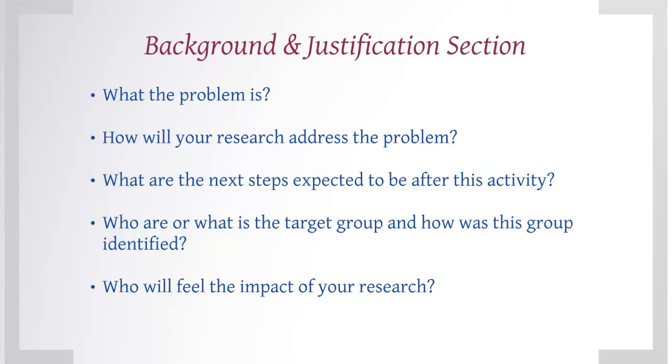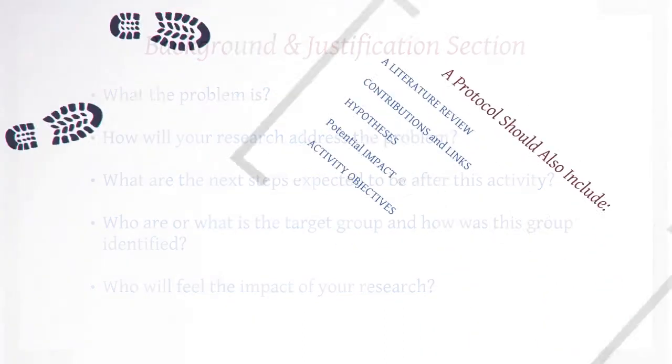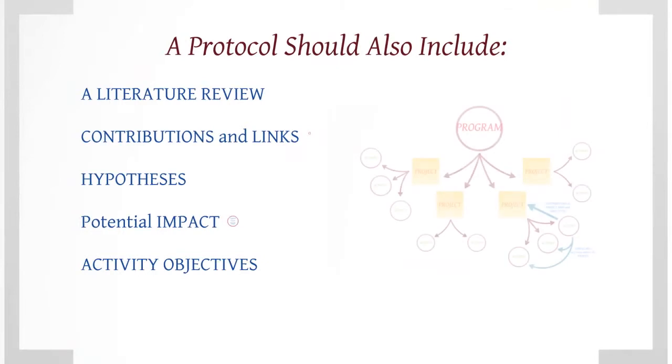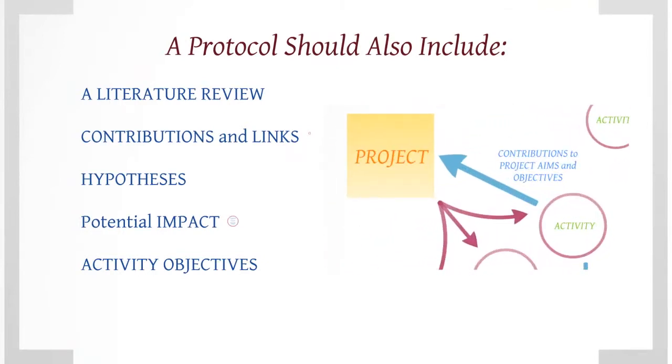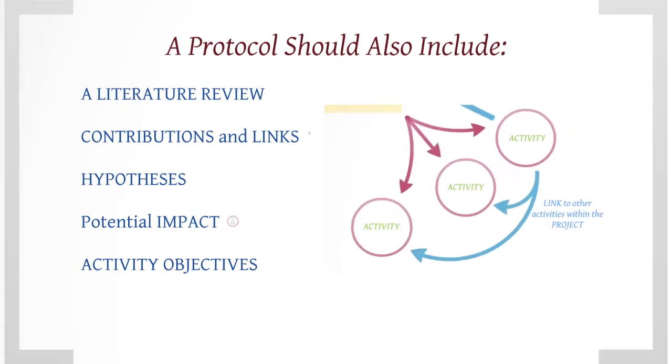the problem, what are the next steps expected to be after this activity, who are or what is the target group and how was this group identified, and who will feel the impact of your research. A lot of the detail required in the background and justification section can be lifted from the project proposal. Your protocol should also include a literature review, details of how this activity contributes to the project's aims and objectives, as well as links with other activities within the project.